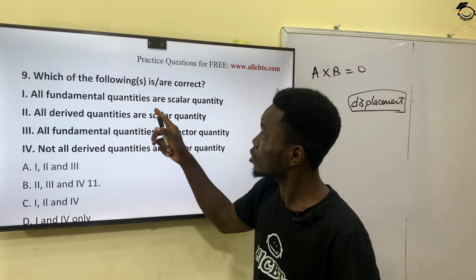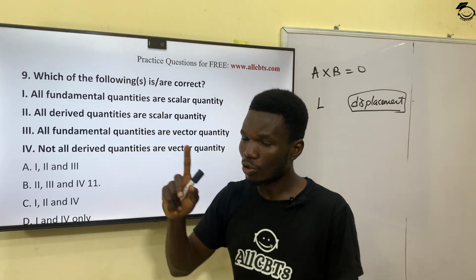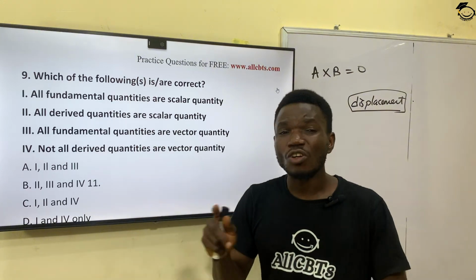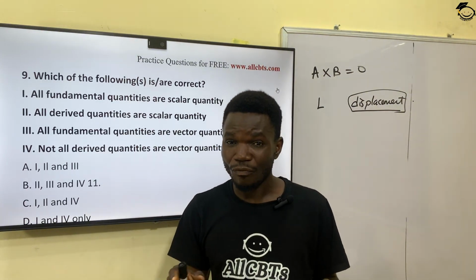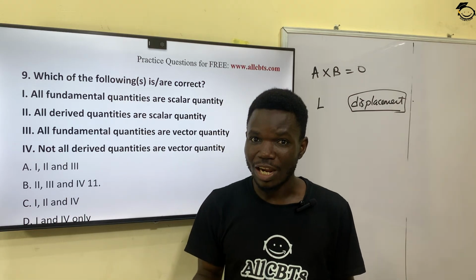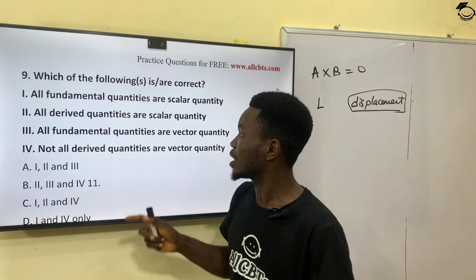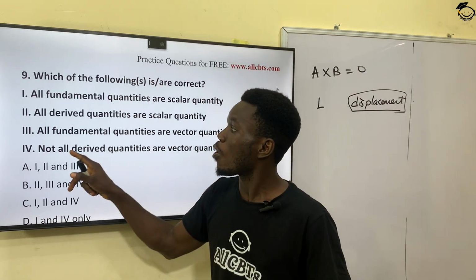So which means that Roman figure 1 is correct. Then also, not all derived quantities are vector quantities. There are derived quantities that are not vector quantities, like speed. Speed is a derived quantity, but it's not a vector quantity, which also makes Roman figure 4 correct.